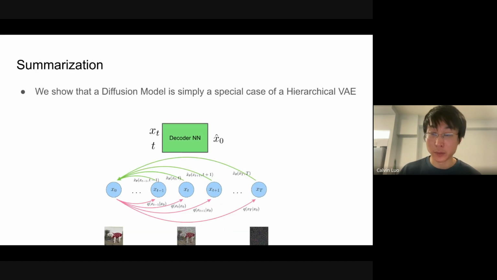Yeah, you can play with the demo. I guess finally, just to summarize, we show that a diffusion model is simply a special case of a hierarchical VAE, right, with this nice clamshell figure with our assumptions. Special case being like making a bunch of assumptions for a standard hierarchical VAE.